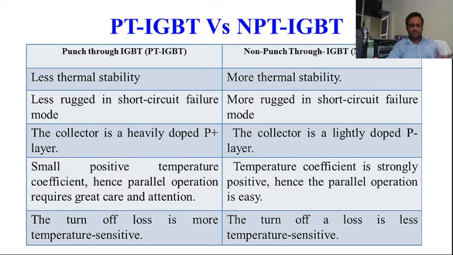Turn off losses are more in the PT type because it is temperature sensitive. At high temperature, the turn off loss is greater because the turn off time is larger. On the other side, in the non-punch through IGBTs, the turn off time doesn't depend upon the temperature, that means it is less temperature sensitive.